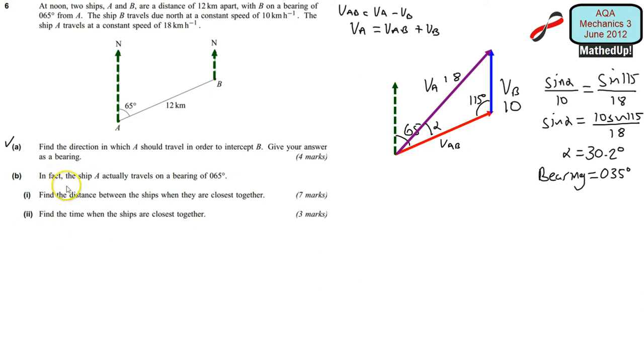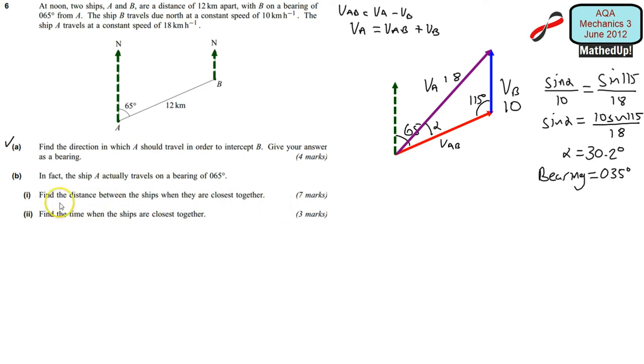Okay, in part B we're told that in fact ship A travels on a bearing of 65 degrees. So now we know the direction of ship A, it's travelling on a bearing of 65 degrees. First of all we want to find the distance between the ships when they are closest together.